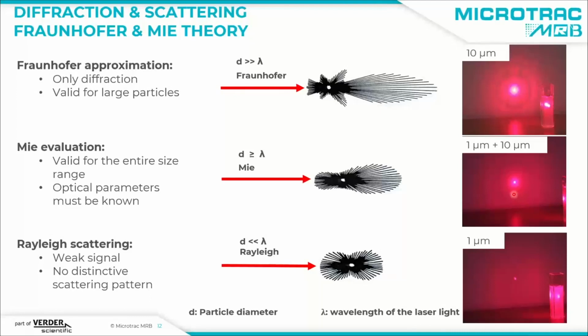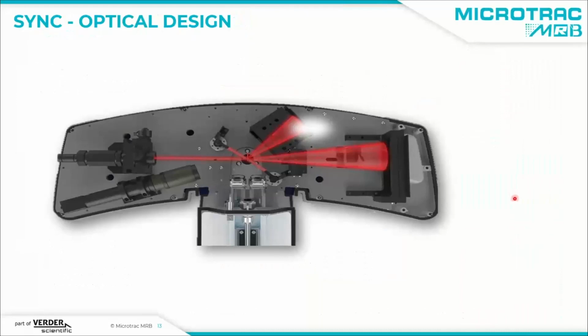Now, if you want to use this knowledge to analyze particle size, the instrument that you have to use looks somehow like this. This is a sketch of the beam path in the Microtrac SYNC. We have one laser here, that's laser 1. We have a second laser and a third laser. These lasers are either red, 780 nanometer wavelength, or blue, 405 nanometer wavelength, depending on the instrument configuration.